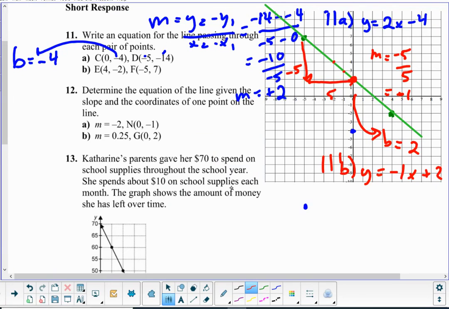Okay, any questions on that one? How is that going? Determine the equation of a line given the slope and its coordinates.